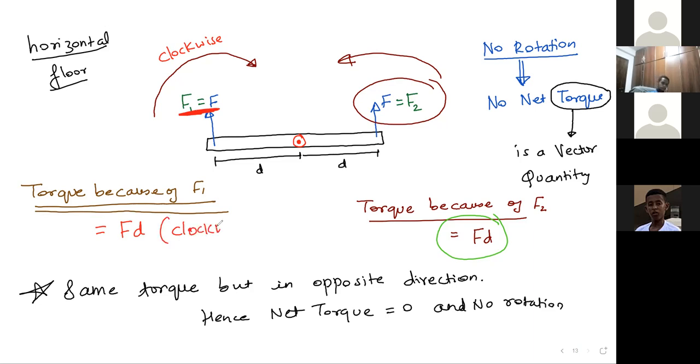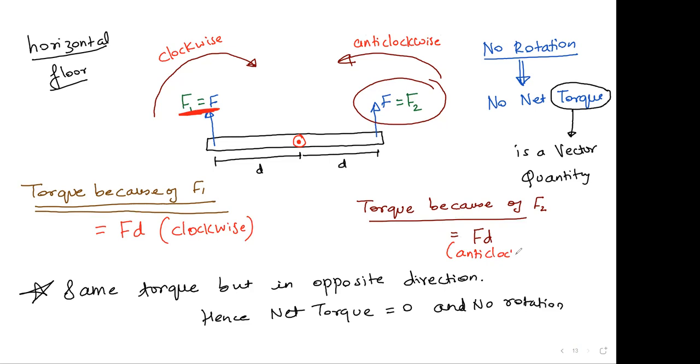If this is moving it clockwise, what about this? This is anti-clockwise, right? So if this is anti-clockwise, I will call this torque anti-clockwise. So why is my system not rotating? Same torque, but in opposite direction.